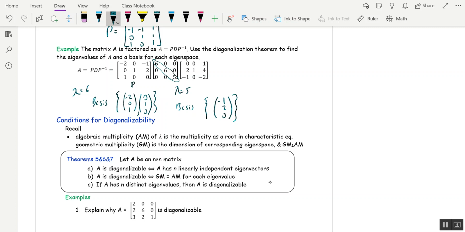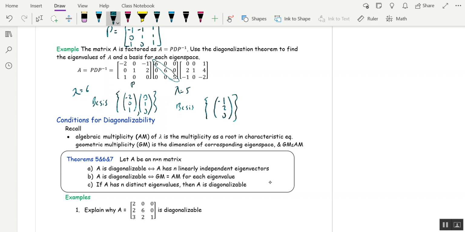And then this third part, if A has n distinct eigenvalues, then A is diagonalizable. Okay, so if A is 3 by 3 and there are 3 distinct eigenvalues, then A is automatically diagonalizable. You don't have to show anything. There's no converse.